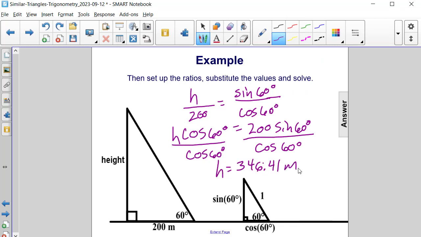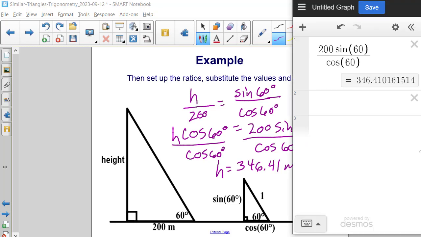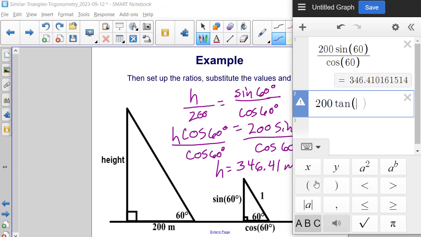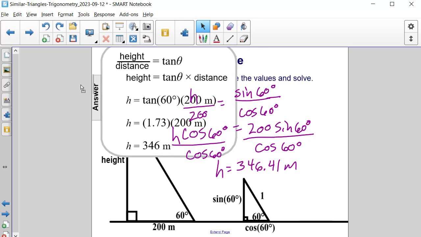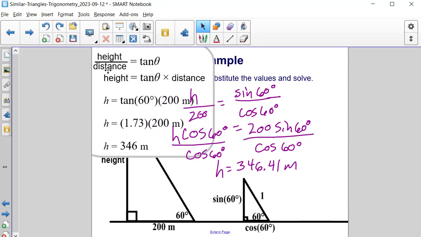And it's in meters. Well, some of you may have also thought, well, hey, I have sine of 60 over cosine of 60. Couldn't I also use tangent? You actually could. You could also type into your calculator 200 times the tangent of 60 degrees and get the same exact answer. And here we can see they noticed that height to distance was equal to tangent also, and they used tangent of 60 degrees right away. That is also a possible method for solving this problem.